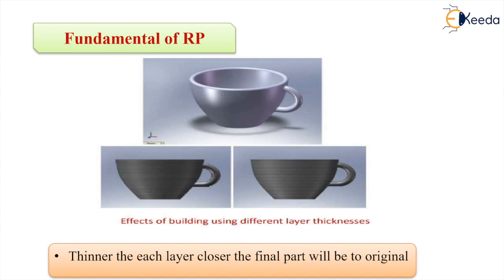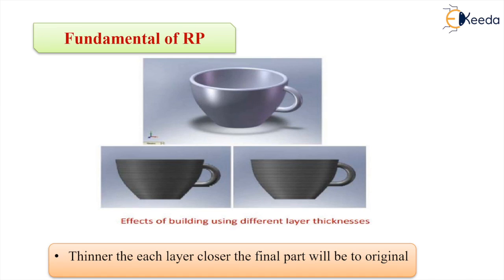See here, you can see the effects of building using different layer thicknesses. The thinner each layer, the closer the final part will be to the original. Layer by layer, you go on adding these layers, and at the end, the integration of this gives you the final product, right? So this is known as the additive approach. You are adding the material layer by layer, right? Good.